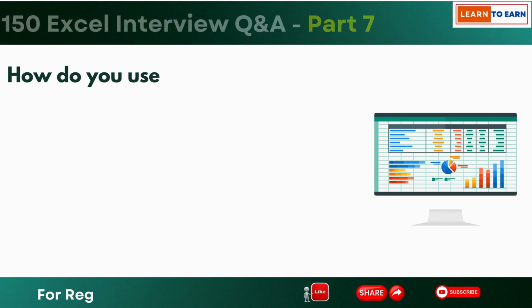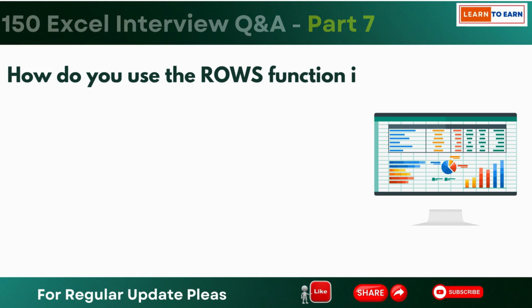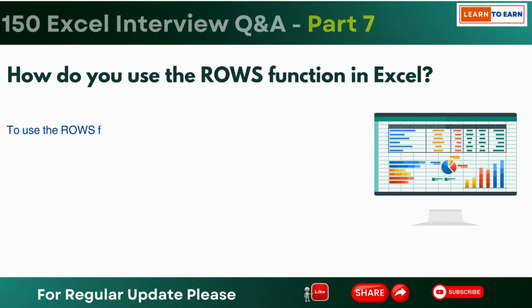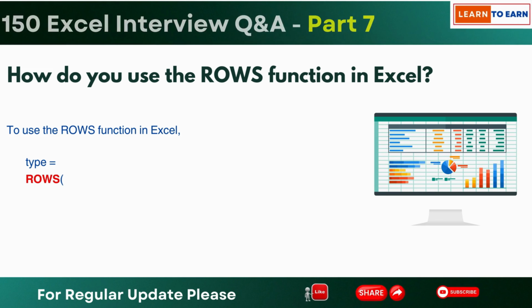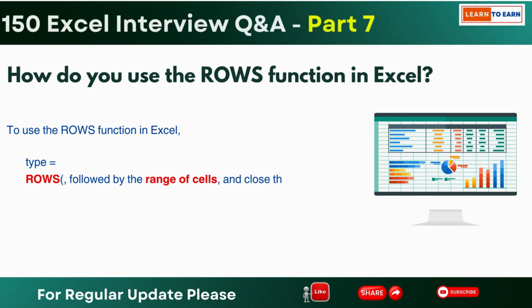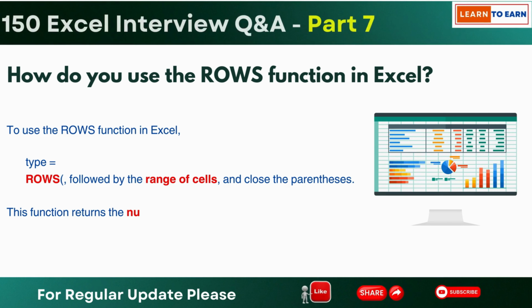How do you use the rows function in Excel? To use the rows function in Excel, type ROWS followed by the range of cells and close the parentheses. This function returns the number of rows in a range.